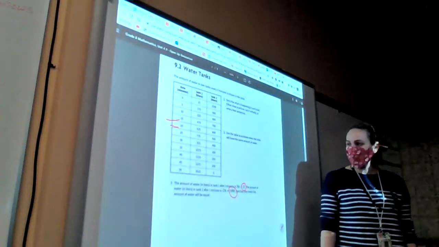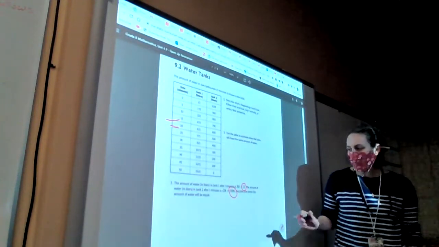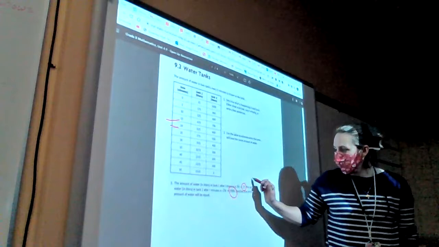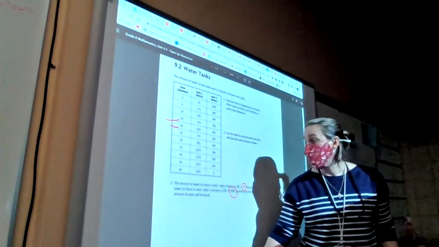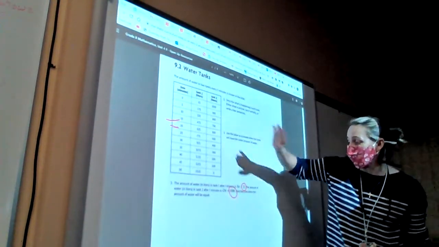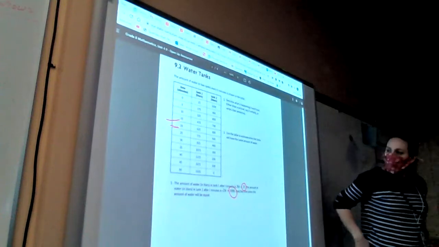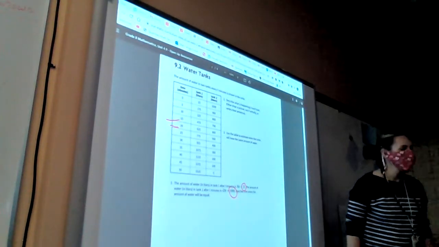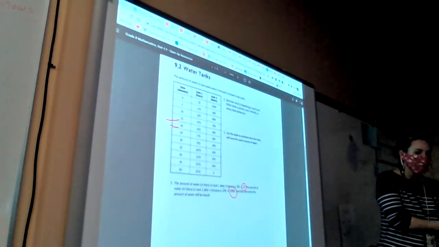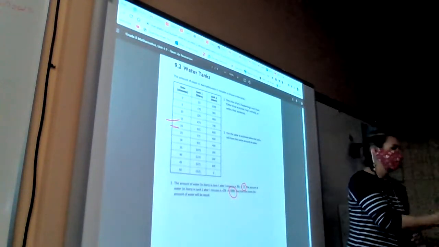So I want you to work with a partner. I'm going to give you about maybe 5 minutes. Use this information and the fact that you know it's between 15 and 20 to figure out exactly when they're going to meet. You can use calculators.